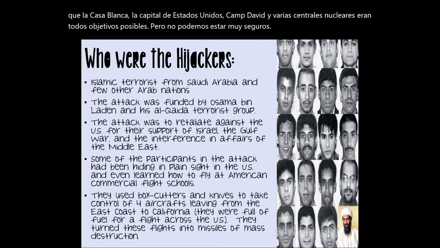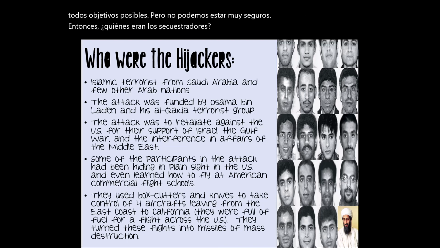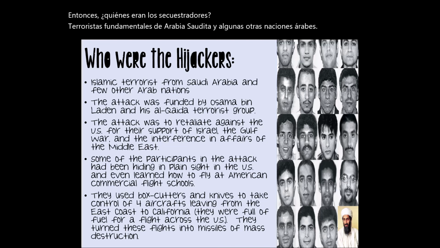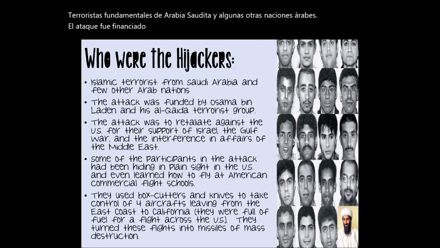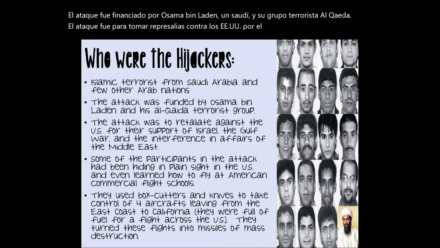So, who were the hijackers? Well, they were Islamic fundamental terrorists from Saudi Arabia and a few other Arab nations. The attack was funded by Osama bin Laden, a Saudi, and his Al Qaeda terrorist group. The attack was to retaliate against the U.S. for the support of Israel, the Gulf War, and interference in the affairs of the Middle East.